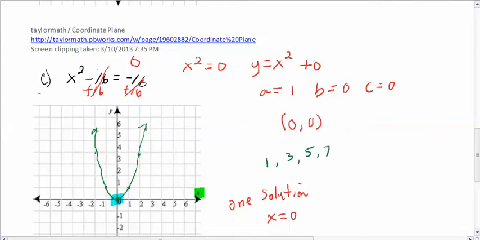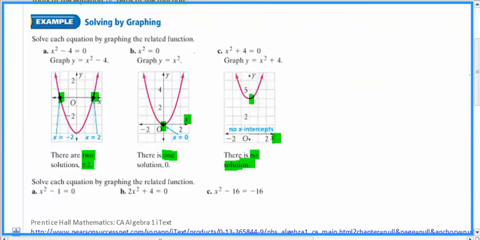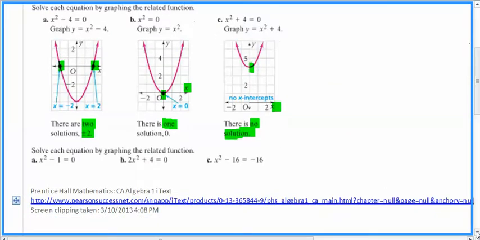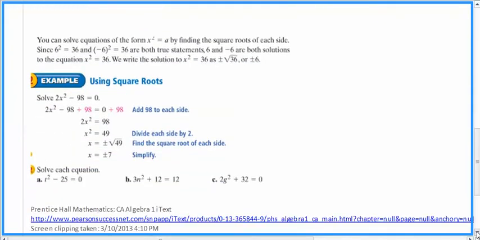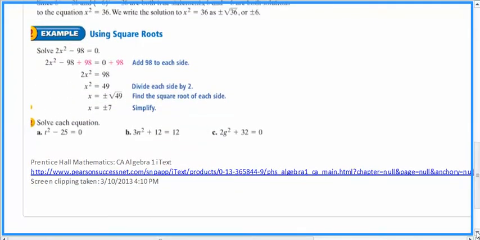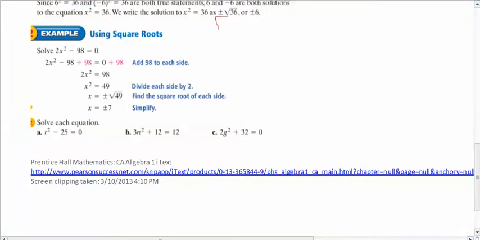Now let's go back to the other page, and we're going to continue with the notes. That's solving by graphing, and now we're going to be solving using square roots. Okay, so on this first example here, if you follow along with it, we have 2x squared minus 98 is equal to 0. This right here is what I'm reading.